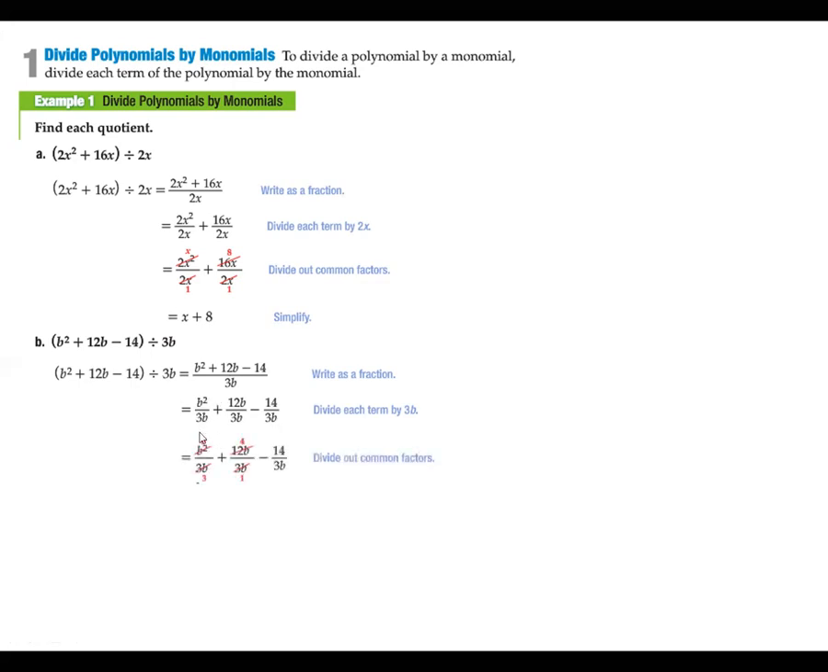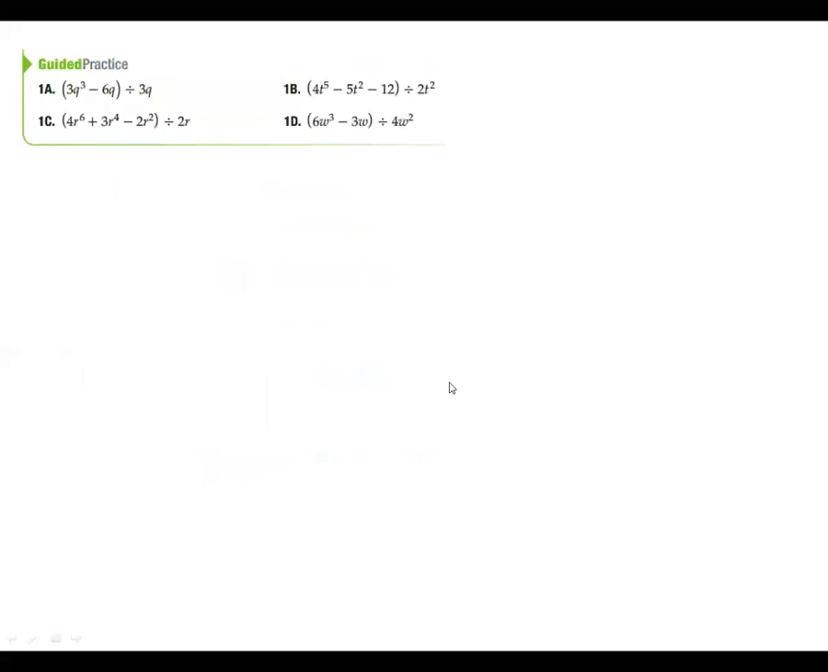The factor of b cancels here. A factor of 3 and b cancels here, and there are no common factors in the 14 and 3b, so that just remains the same. And that simplifies to b over 3 plus 4 minus 14 over 3b. Okay, here's a couple for you to try. Go ahead and pause the video.